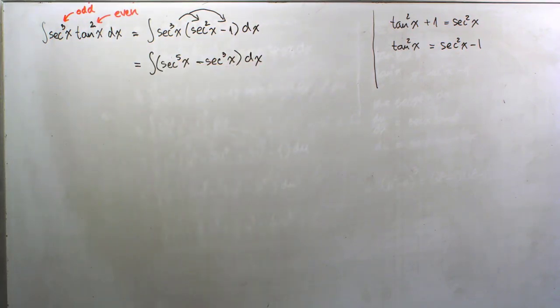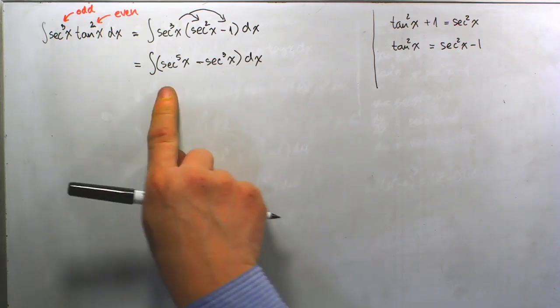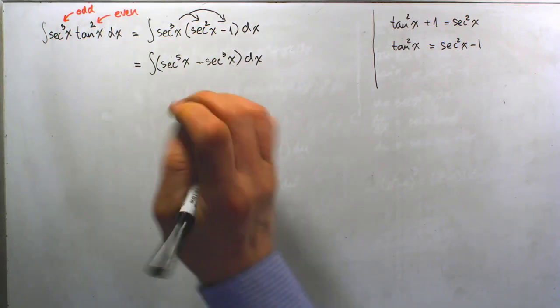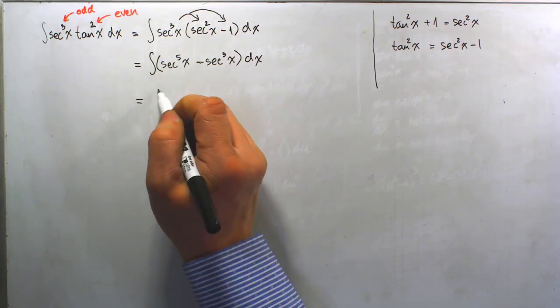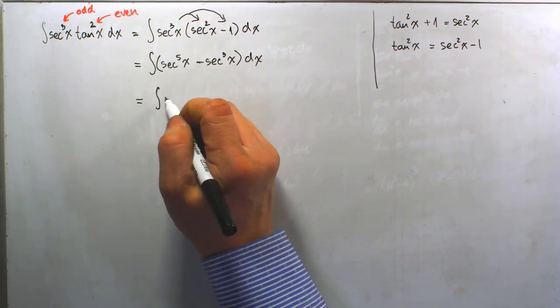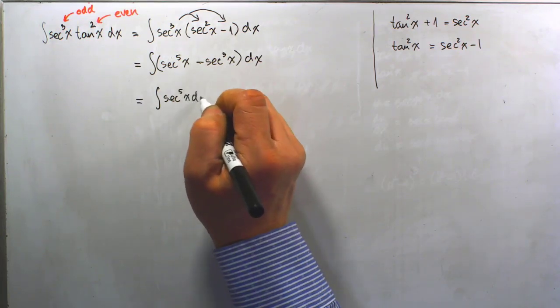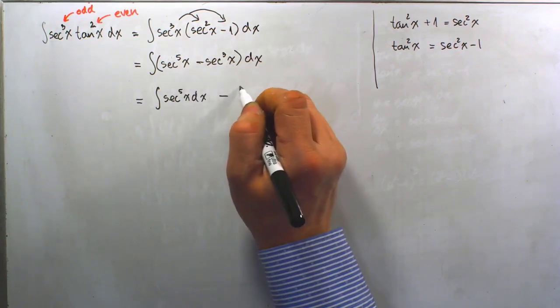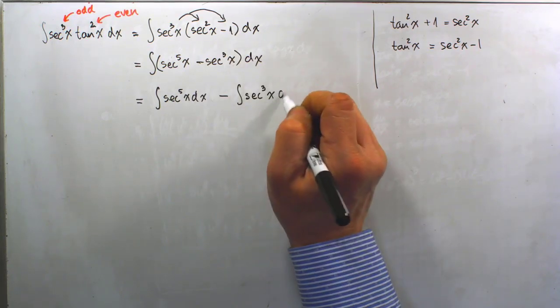All right, and so now from the general guidelines, the video lecture that was given previously, what we do now is to integrate this term by term. So I'm going to separate this out into one separate integral for secant to the fifth of x, and I'm going to subtract secant to the third of x.